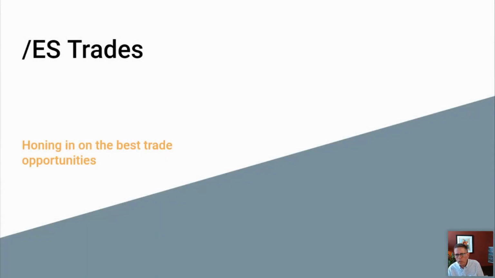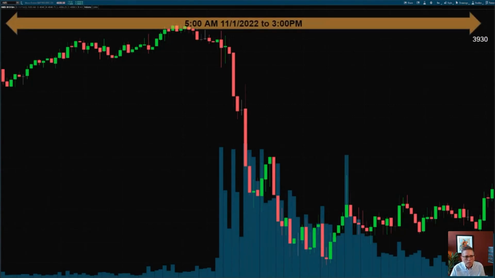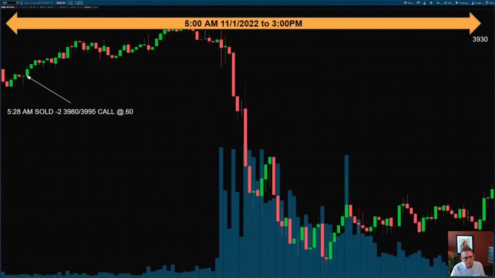And these were a while back. But I'm going to show you the good, the bad, and the ugly in here. So this trade here, I started at 5 a.m. I placed a 39.80, 39.95 call, and then I placed the put. If you're looking at this, you can see here that it's backwards. It should be the other way around.